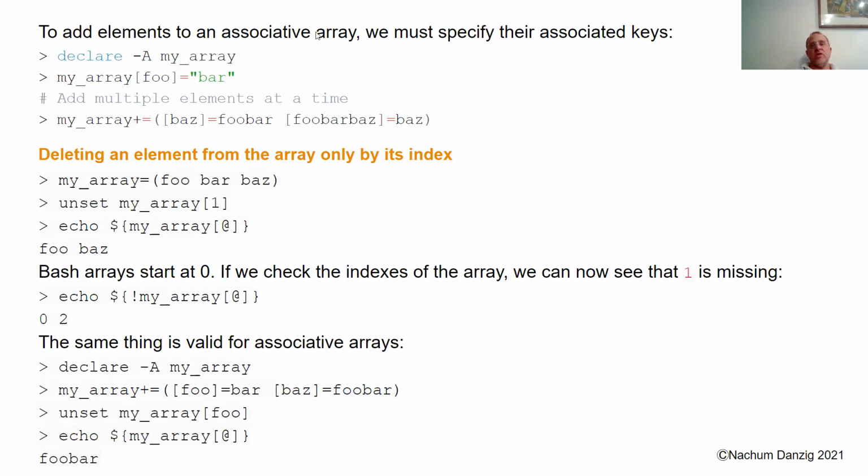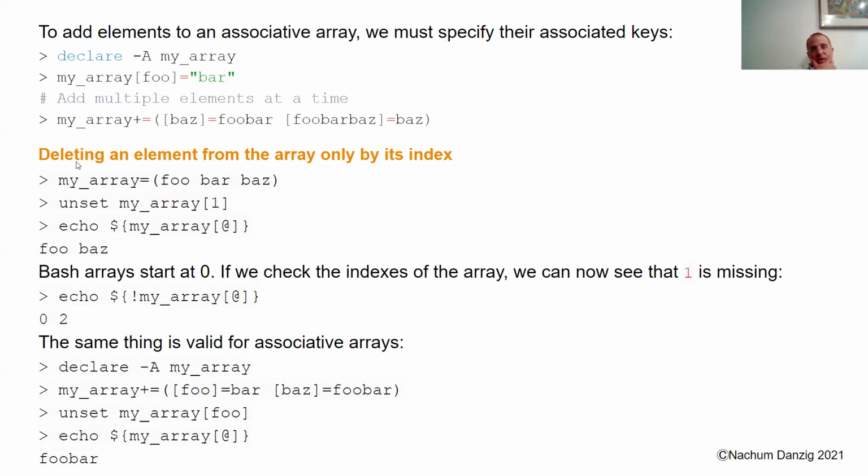To add elements to an associative array, we must specify the associated keys. Now, you can't just add elements and let it create keys for you if it's an associative array. Because what are the keys? You have to specify the keys. So if I make my array foo is equal to bar, then I'd have to say like this, add more elements to array plus equals. I'd have to say the key, bars, foo bar, and foo bar bars, bars.